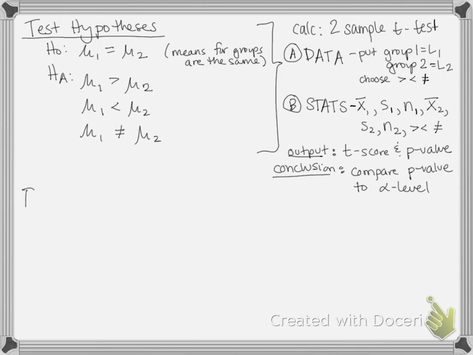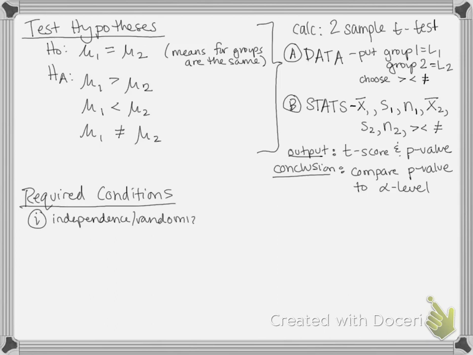All right, so now, final step is always to list those required conditions that we are often asked to check before running. And the first one is still independence, randomization. So if they were randomly sampled, then the subjects are also independent.